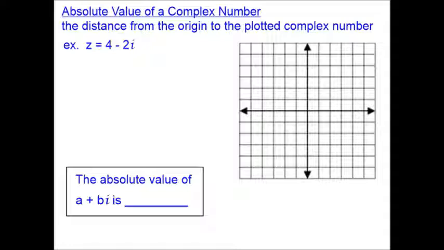Alright, now the absolute value of one of these complex numbers, just like any absolute value, is just the distance from the origin. Well, in this case though, our origin is sitting in a 2D space instead of on a number line, so it's a little more interesting than the regular absolute value that you're used to. Alright, but z is 4 minus 2i, so again, thinking of plotting this guy, I'd go right 4 and then down 2, and that's where my complex number is sitting.